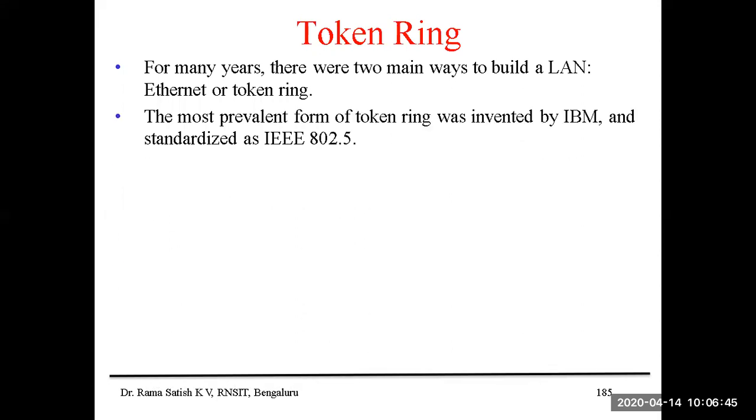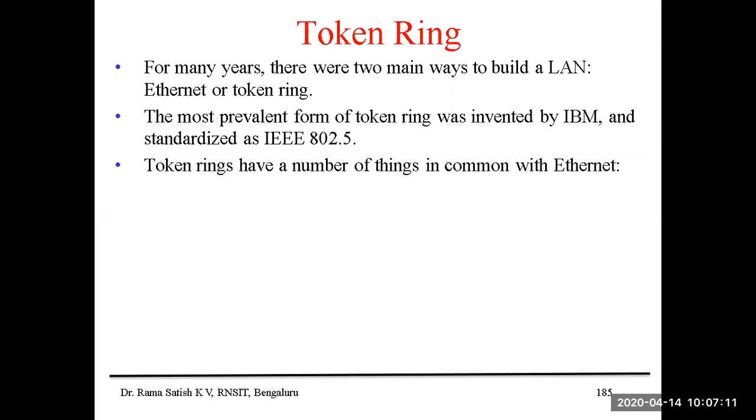The most prevalent form of token ring was invented by IBM and standardized by IEEE, the Institute of Electrical and Electronics Engineers, way back in the 1970s, and they named it 802.5. So token ring, they have named it 802.5. And token rings have a number of things in common with Ethernet.